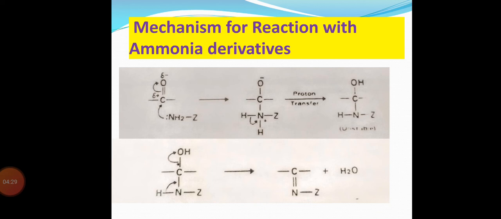A very supporting thing is that the nature of the mechanism will be the same for all types of the reaction. It means in the addition reaction, formation of C double bond N is very necessary, and the second important thing is that removal of a water molecule always takes place in all the derivatives of ammonia which are going to react with aldehyde and ketone.